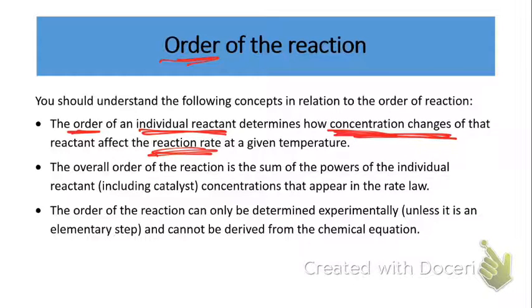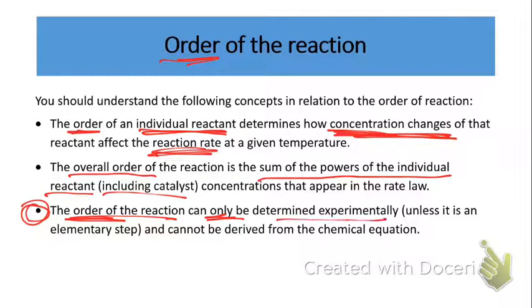The overall order of the reaction is the sum of the powers of the individual reactants, which we talked about. That includes the catalyst as well. And this last one is important to keep note of: the order of the reaction can only be determined experimentally. You cannot derive it from a chemical equation or expression.